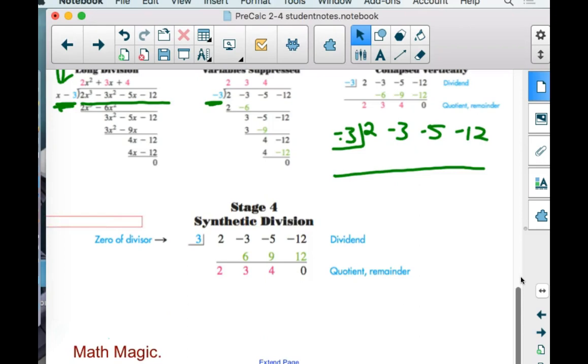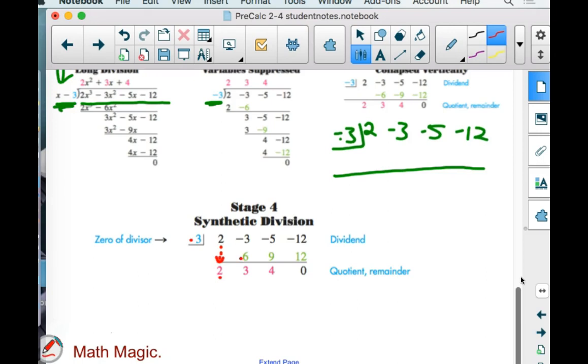So in stage 4, we use synthetic division. And with synthetic division, what we do is we start with that leading coefficient of 2, bring it down. Outside the box you multiply, and then you go inside the box, and then you add. Outside the box you multiply, and then you go inside the box and you add. So we're always adding down this way. And 3 times 4 is 12. You're back inside the box, you add, and you get 0.